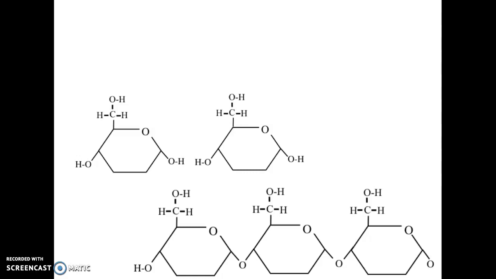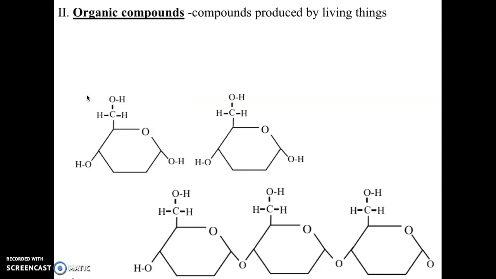We're going to go straight into the organic compound notes, okay? We've talked about inorganic compounds and acids and bases, which can be organic or inorganic. Now let's talk about things that are organic. A lot of these characteristics are just the opposite or different from inorganic. Organic compounds are compounds that are produced by living things.